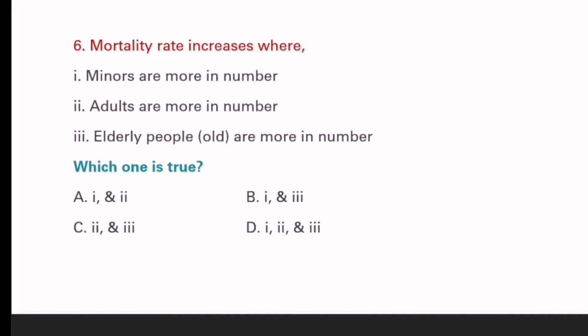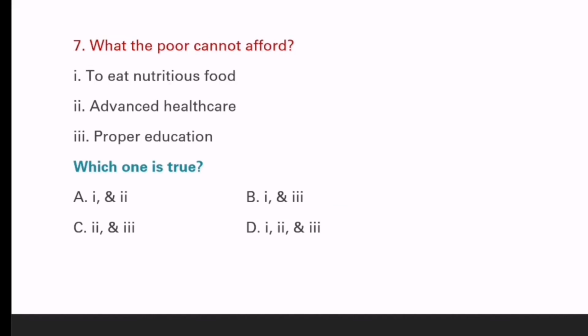Here the correct answer will be 1 and 3, that is option B, because we know that it is about age. So according to age, in a society where minors and elderly people are more in number, the mortality rate increases. Following question number 6, question number 7 is also a multiple choice question.